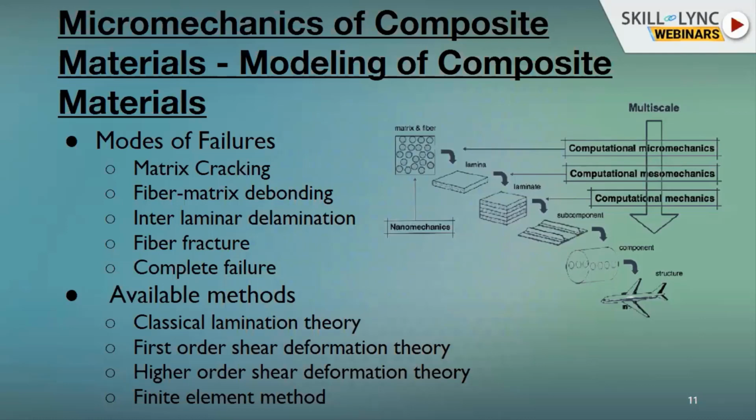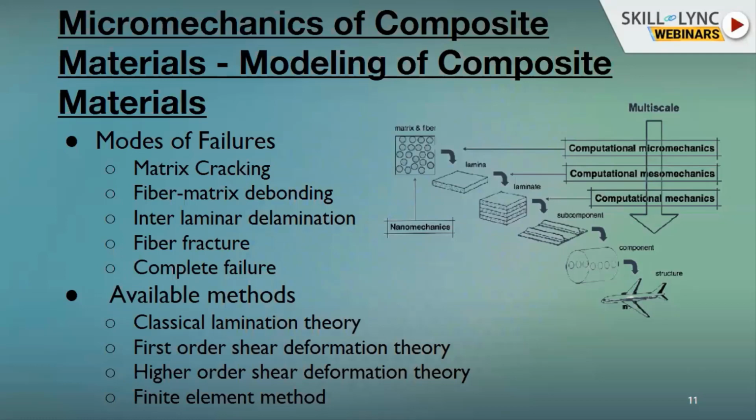So further, it will give rise to fiber matrix debonding in the composite, which will further... this happens at a lamina level. So before coming to lamina level, matrix cracking and fiber matrix debonding are the first modes of failure. So once we have failures in lamina, this will again propagate to subsequent laminas by interlaminar delaminations. This leads to fiber fracture and complete failure.